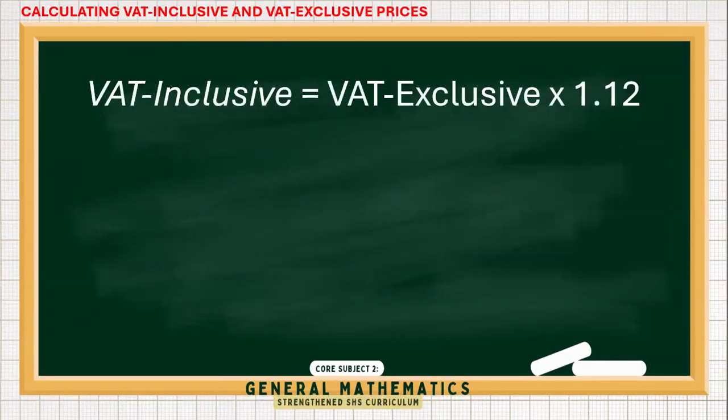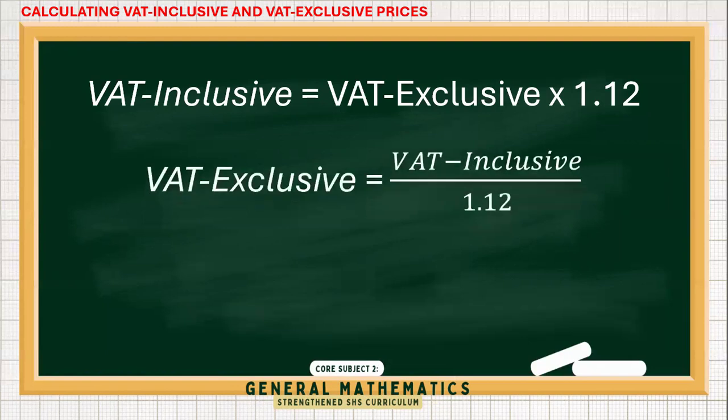For the formulas, we have VAT inclusive is equal to VAT exclusive times 1.12. Originally, what you see on goods or products are already VAT inclusive. So if your selling price is 100 pesos, then you multiply it by 1.12, that's 100% plus 12%, and that will be your final selling price, which is what we call the VAT inclusive. To get the VAT exclusive, the price without the VAT, you divide VAT inclusive by 1.12.